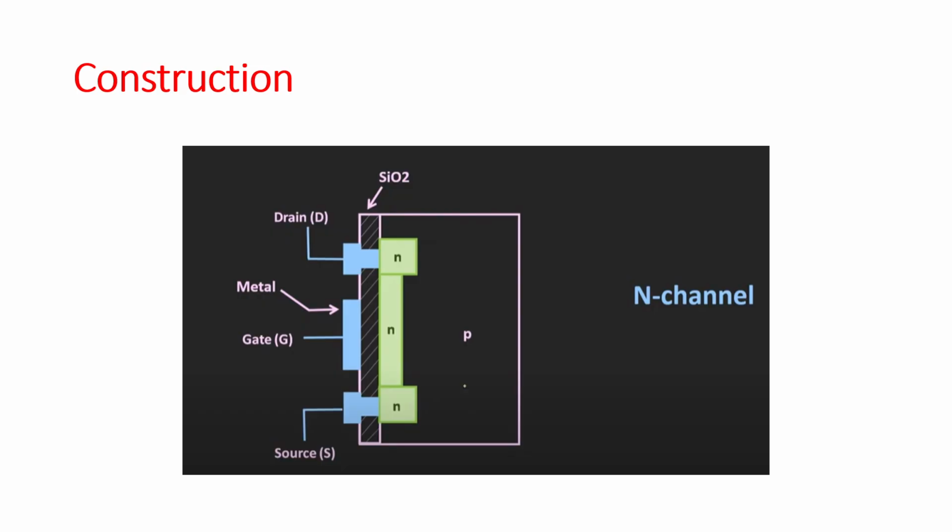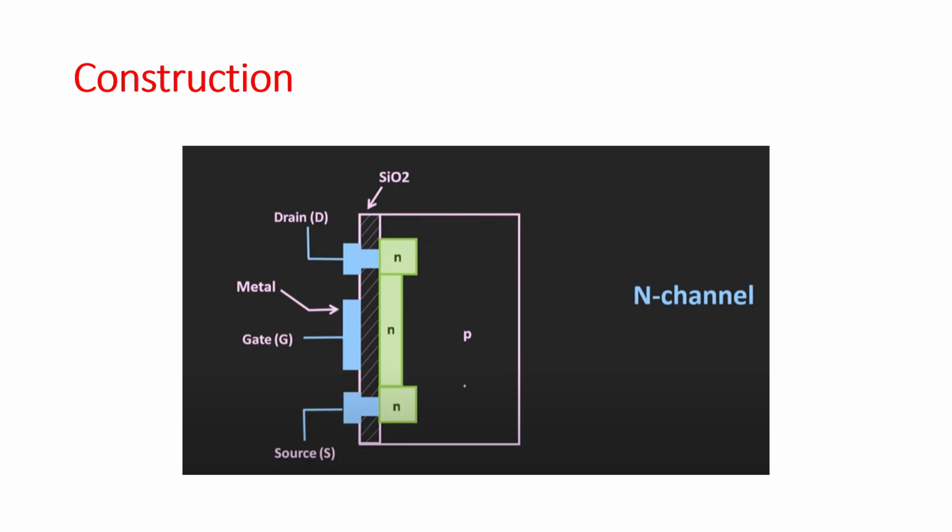But in depletion type MOSFET, there is a channel between the drain and the source. So there is a pathway. So the movement of majority charge carrier takes place when VGS equal to 0. We'll see the construction of N-channel depletion type MOSFET. The depletion type MOSFET is two types, N-channel and P-channel.